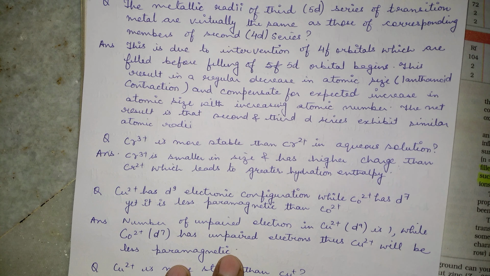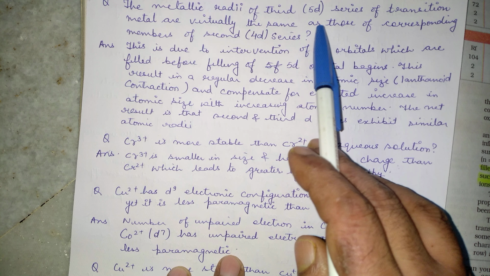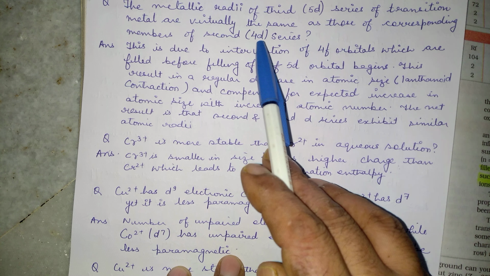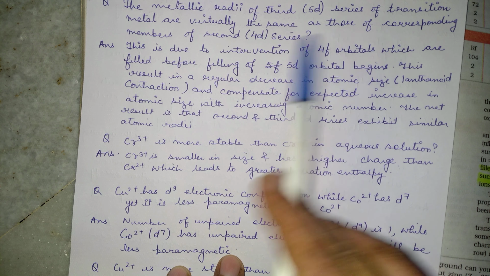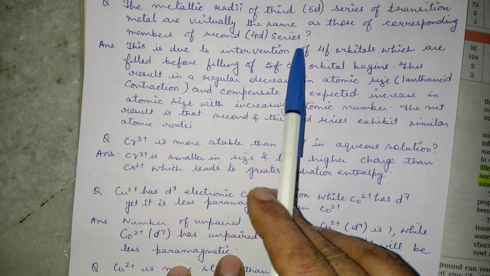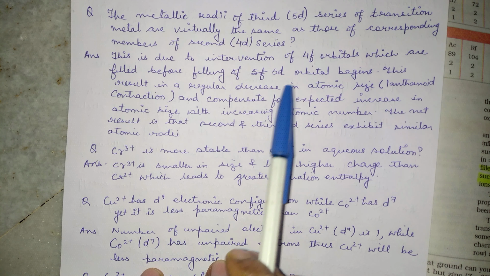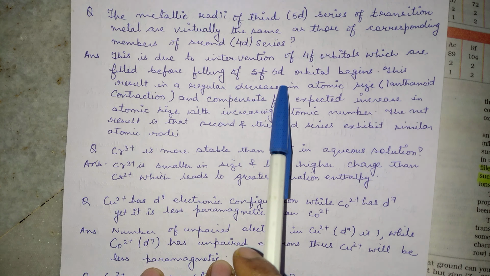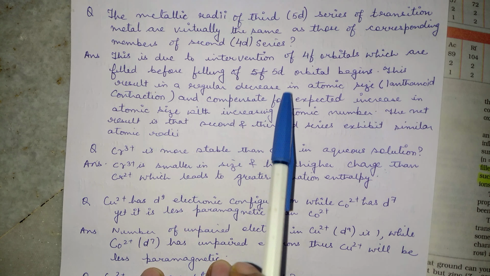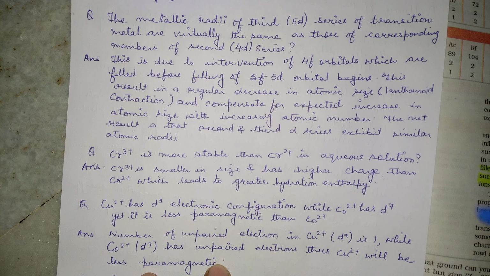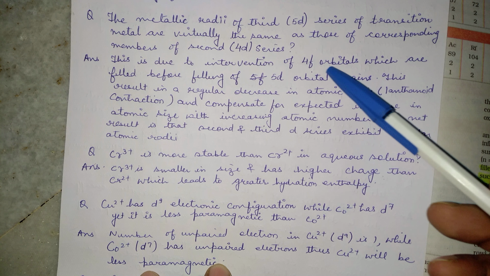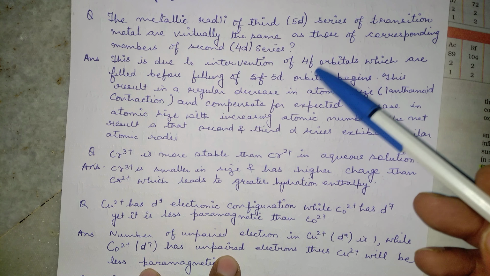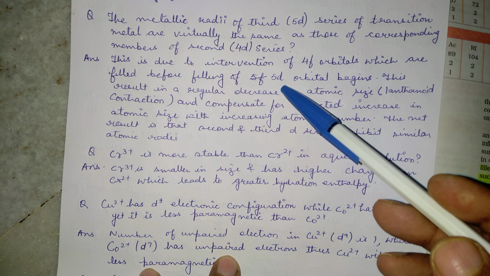Okay. Next one is the metallic radii of the third, 5d series of transition metals are virtually the same as those of the corresponding members of the second, 4d series. This is due to the intervention of 4f orbitals, which are filled before filling of the 5d orbital series. What happens during the electronic configuration while filling the electrons? The 4f orbitals get filled first rather than the 5d orbitals.